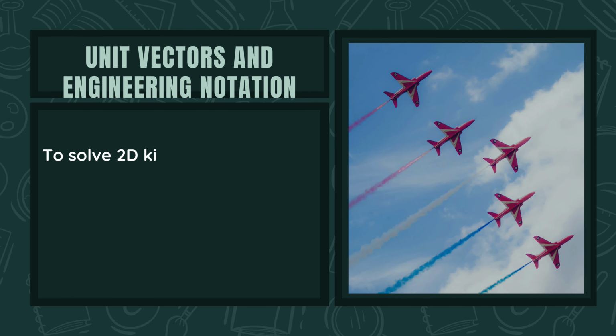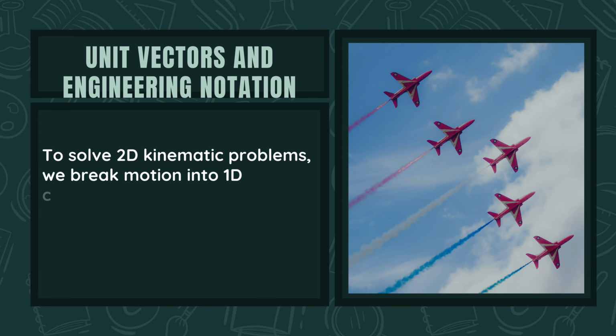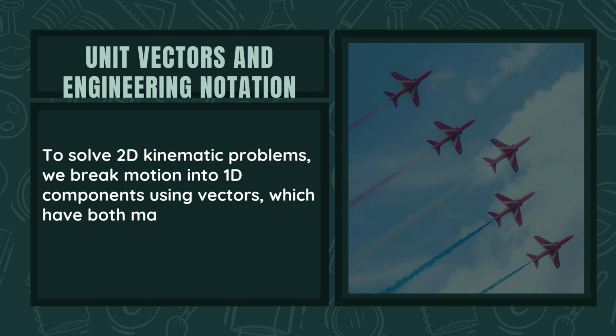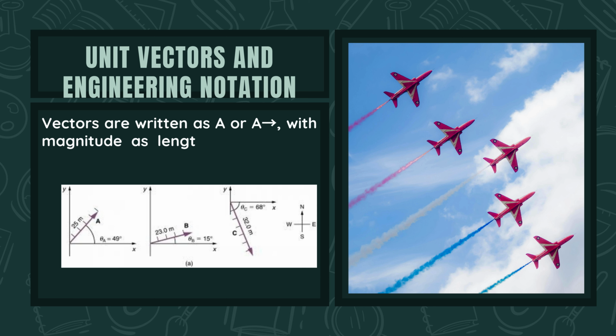To solve 2D kinematic problems, we break the motion into 1D components using vectors. Vectors have both magnitude and direction, allowing us to separate the horizontal and vertical components of motion. Vectors are represented as a, or with an arrow on top. The magnitude of a vector is shown as its length, and its direction is represented by an angle, often measured relative to a reference axis. This notation helps us clearly define both the size and direction of the vector in space.